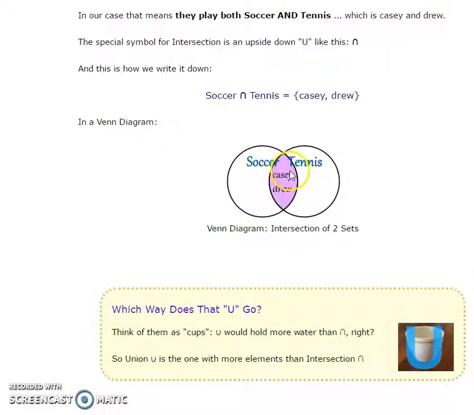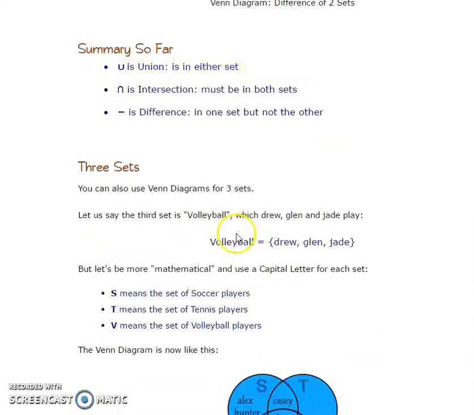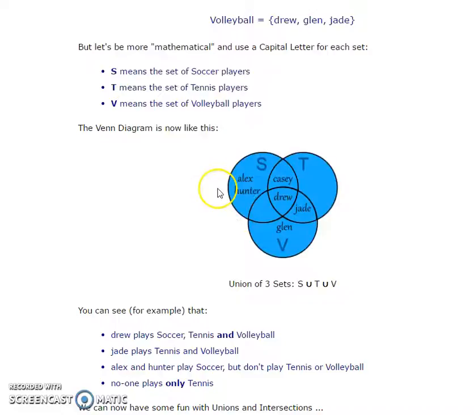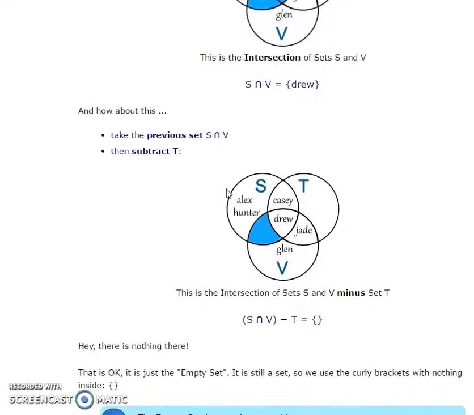Here, we're looking at the intersection. Where do they like both of them? So if we're talking about 3 sets, it's going to do what? Then you're going to have multiple intersection pieces.